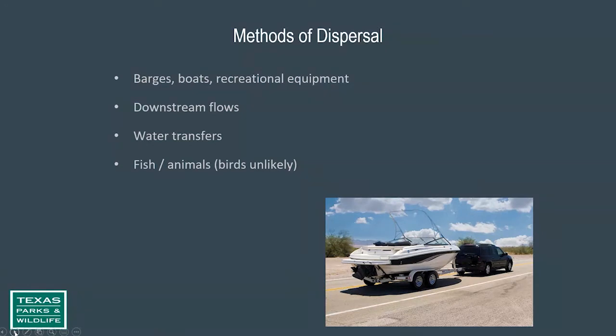We also have water transfers, which are necessitated by the need for water throughout the state. Those can also disperse these zebra mussels to new locations. And then fish and animals, for example, catfish species like blue catfish can actually eat them, and some of them will remain viable all the way through the fish. It's been documented many, many times. So that's an unlikely method of dispersal, but one that can happen nonetheless.